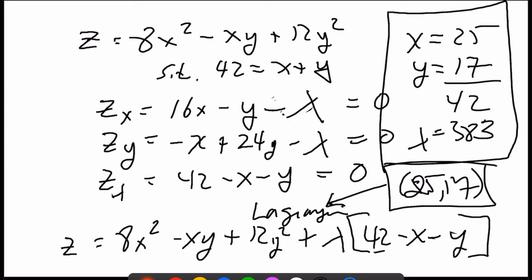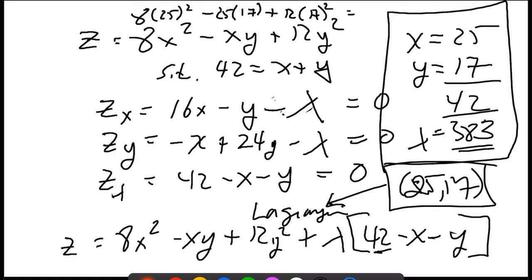Okay? If I change the 42 to 43, I will gain 383. If I put 25 in here, so I go 8 times 25 squared minus 25 times 17 plus 12 times 17 squared, that's what z is. If I change this to 43, this will get bigger, that'll get bigger, and the value of the equation will get bigger by 383. Okay? C will go up by about 383.